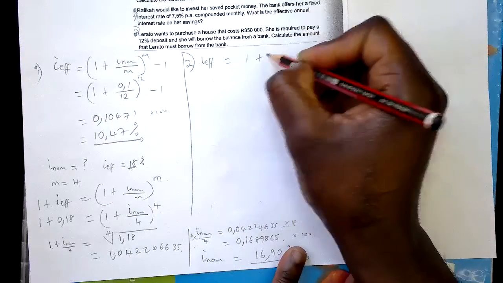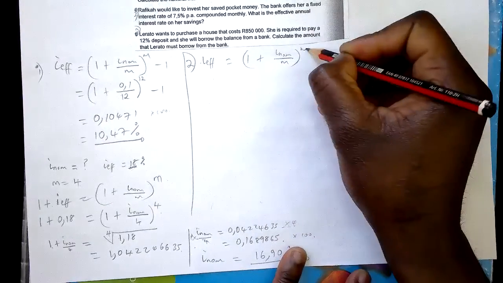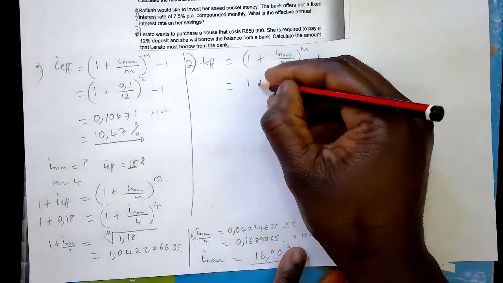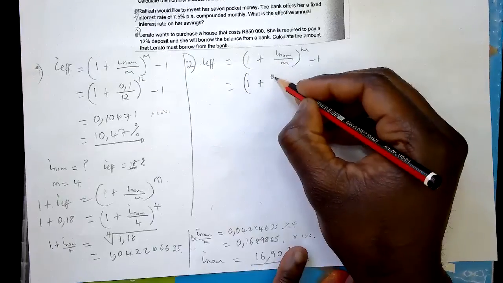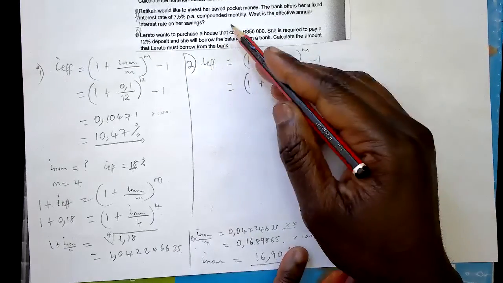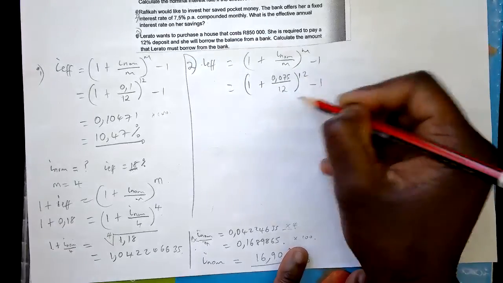I effective is equal to 1 plus I nominal over M, in brackets, to the power of M, minus 1. What are we going to do there? We're going to say 1 plus our I nominal, which is 0.075, over what is our M? Monthly, it's going to be 12, to the power of 12, minus 1. What do we get there?